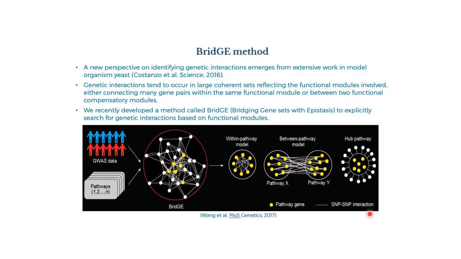So we developed a method called BRIDGE to discover genetic interactions based on functional modules such as pathways and protein complexes. The input of the BRIDGE method is a GWAS dataset and a set of pathways. Then we compute pairwise SNP-SNP interactions and construct a genetic interaction network. We then evaluate if the within-pathway or between-pathway structure is enriched by SNP-level interactions. We then shuffle the SNP pathway membership and sample phenotype labels to evaluate statistical significance.